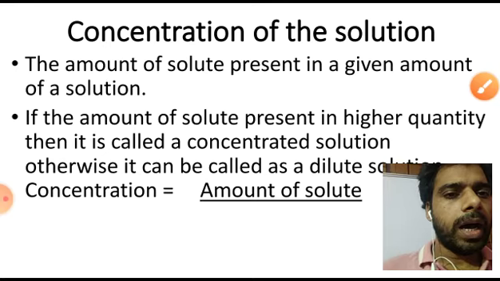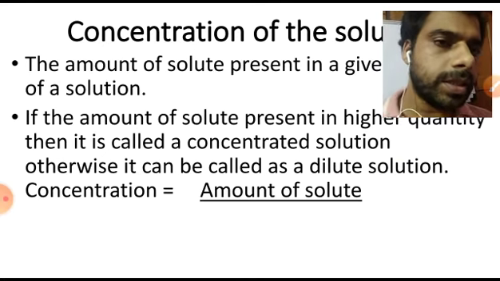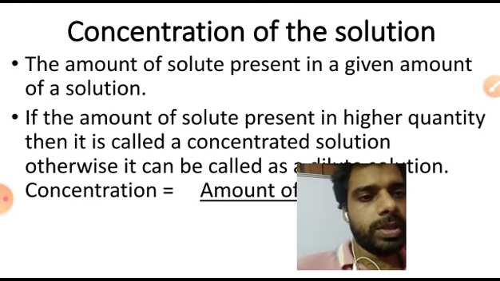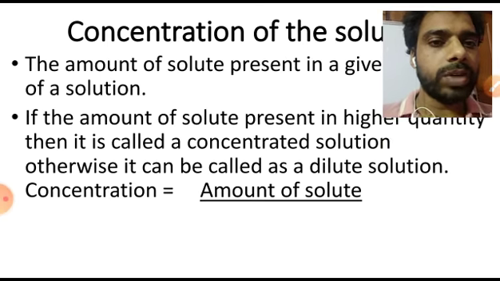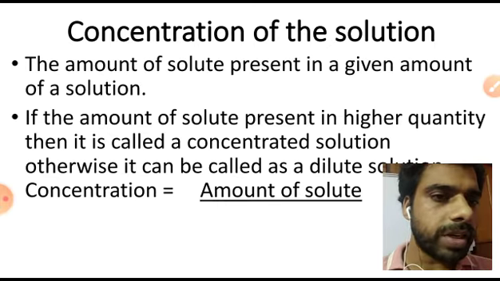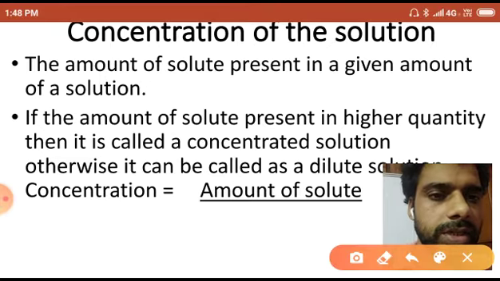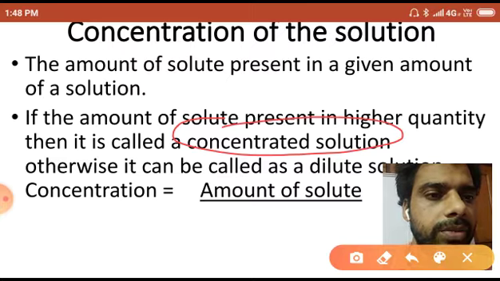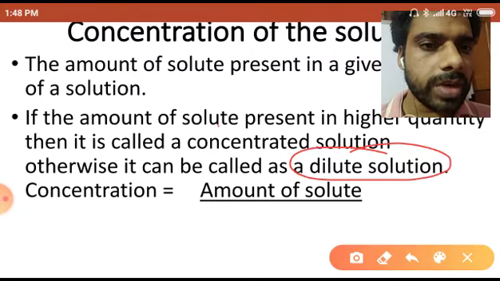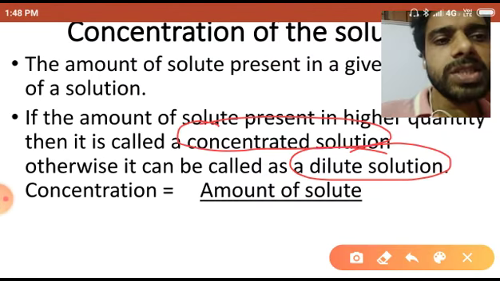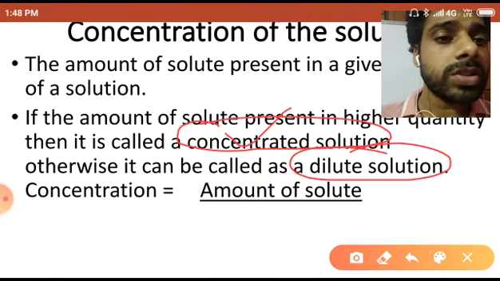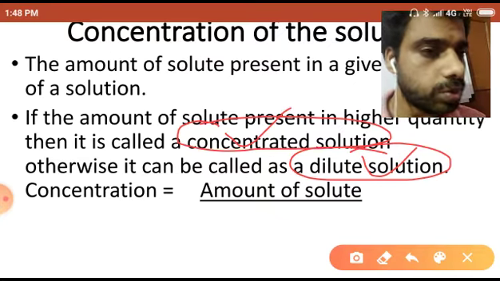Next, you can see that you can find the concentration based on the amount of solute present in higher quantity. There are two types of solution. First one is concentrated solution, and the second one is dilute solution. But which solution can be called a concentrated solution and which a dilute solution? You should know about that.